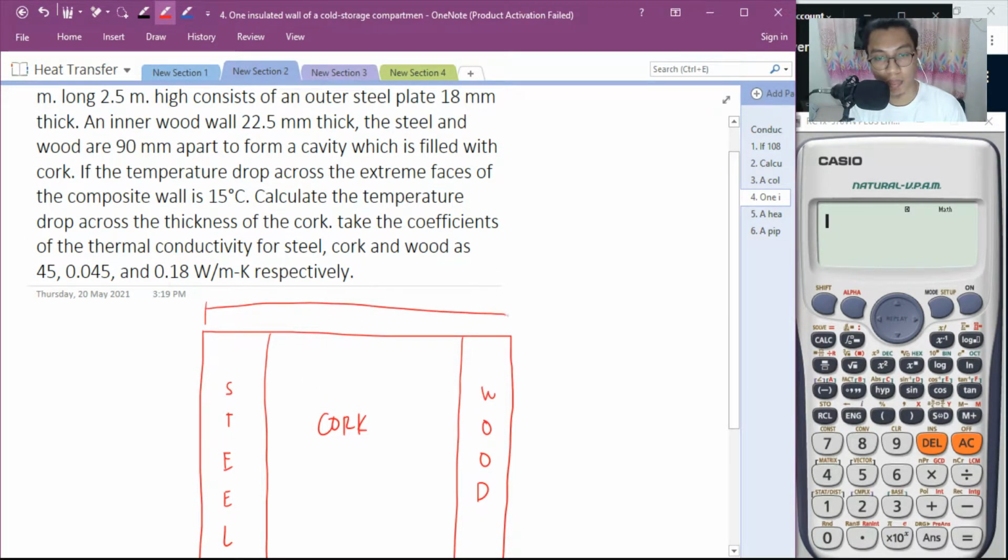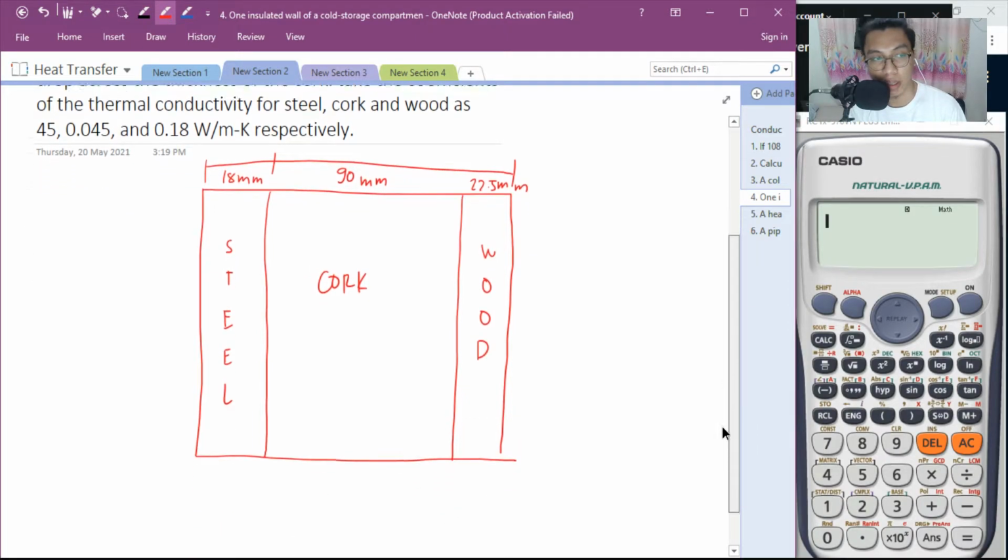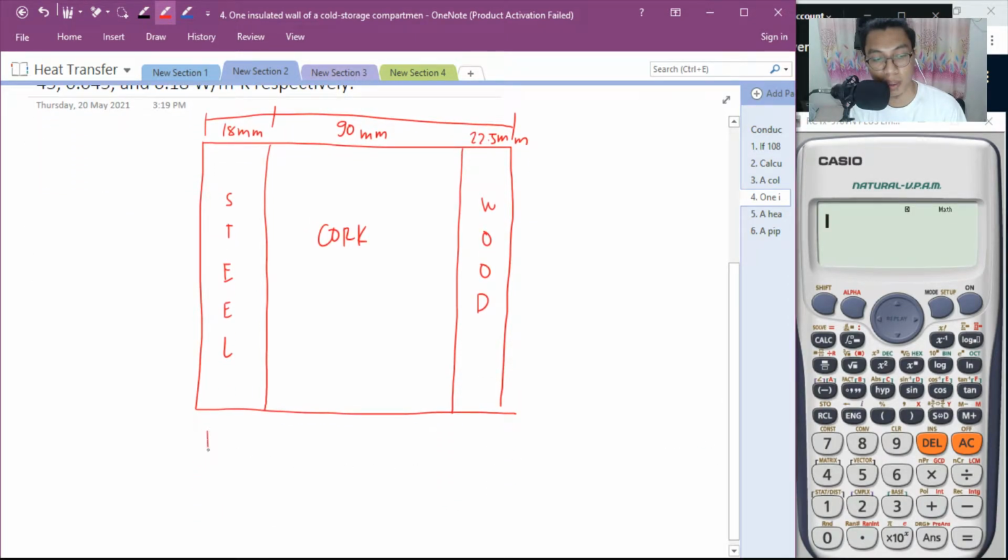So, from here up to here, you have inner wood wall. So, outer muna tayo, 18 millimeters. Yung wood is 22.5 millimeter. How about ito? Yung cork naman is 90 millimeters. And then, meron ka daw dito na K nito, which is 45. Yung K nito is 0.045. Yung K naman nito is 0.18.